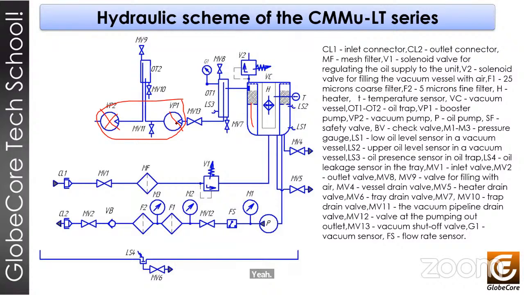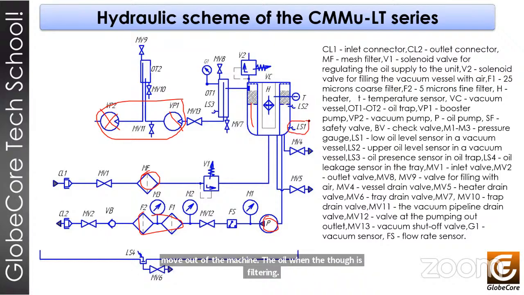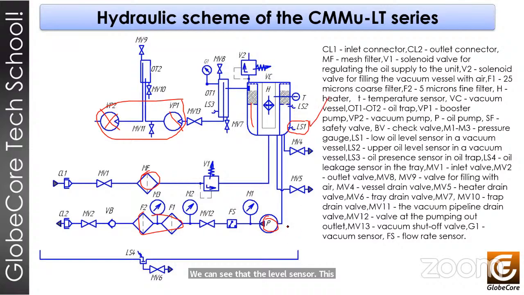Okay, and we can see the filters. Here we can see the mesh filter in the inlet of the machine. We can see the pump. This pump will move the oil out of the machine when the oil is filtering. We can see the level sensor. This is the sensor that activates the function of the outlet pump. When this sensor is active, this pump will start pumping oil out of the machine.